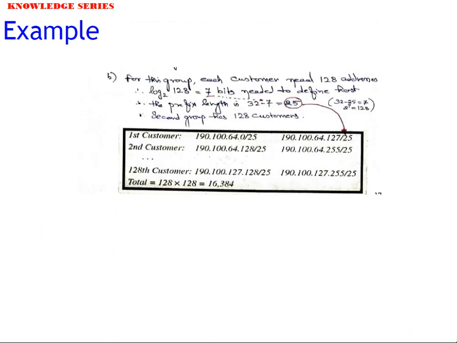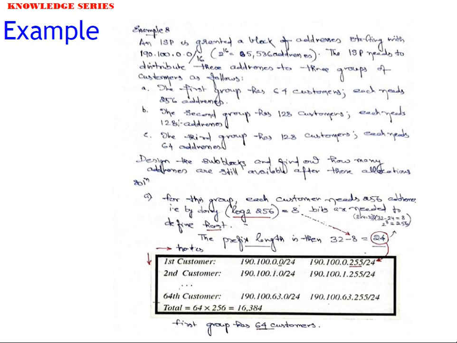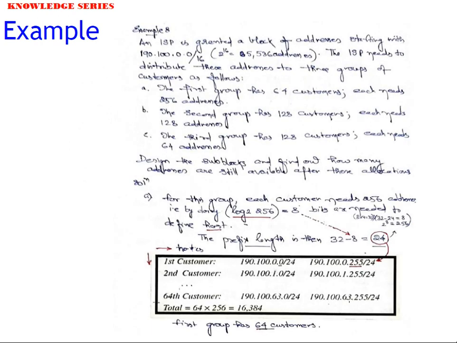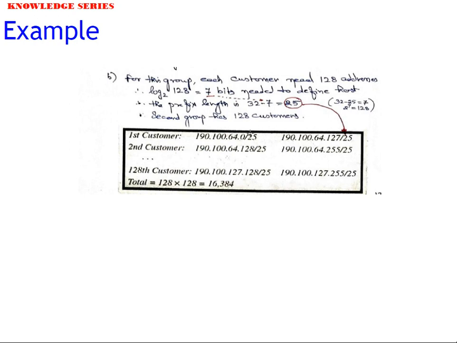Second customers, if you try to see the second customer, it has 128 customers, and it needs to distribute the addresses, for each customer 128. So here also log to the power of 2 of 128 is 7, 32 minus 7, so we get a prefix length equal to 25. So for 25 we write the same thing, it starts from 64. You see the case is that in the previous case it ended with 63. So now we go with 64 and it starts with 0 and it will go up to 128. So that is 0 to 127.